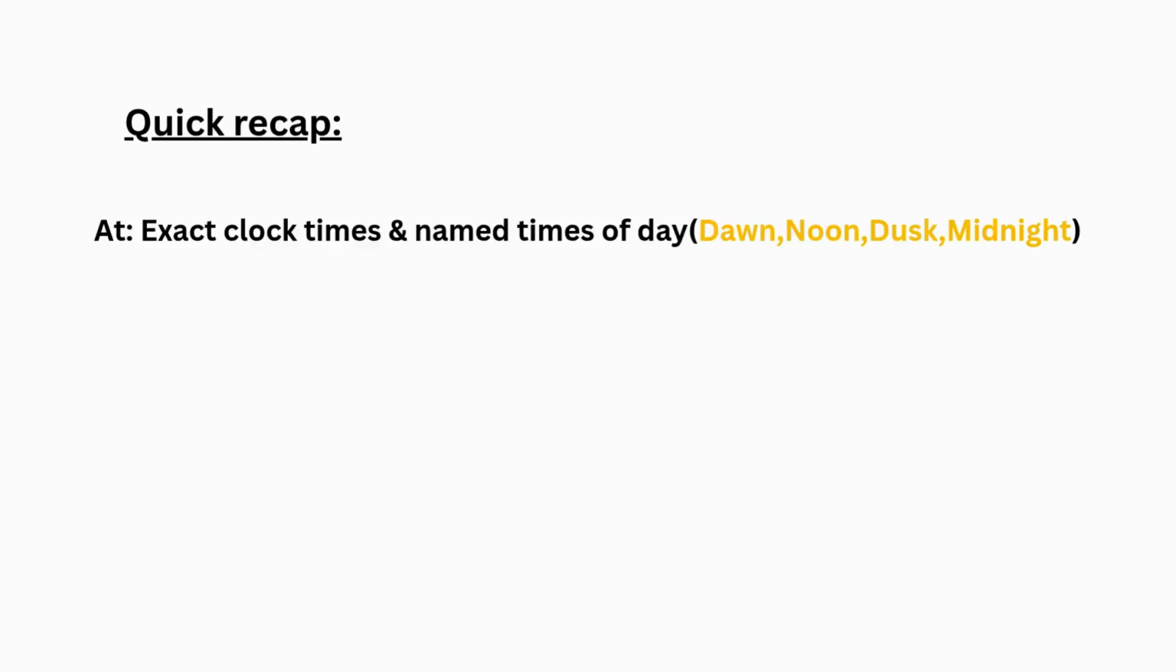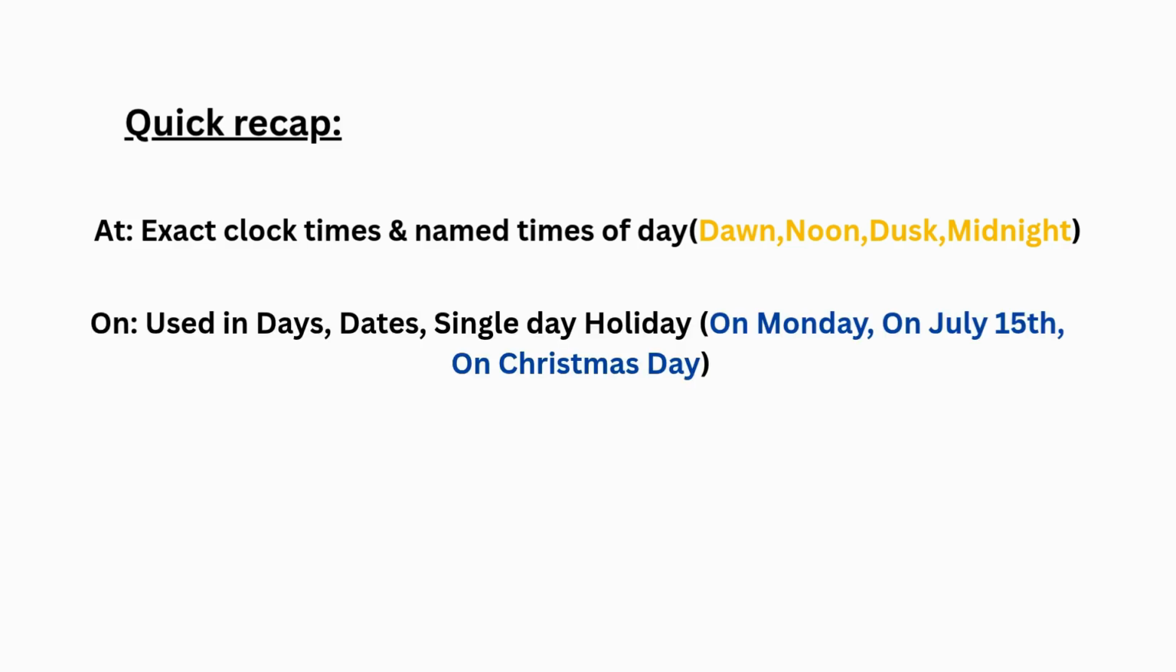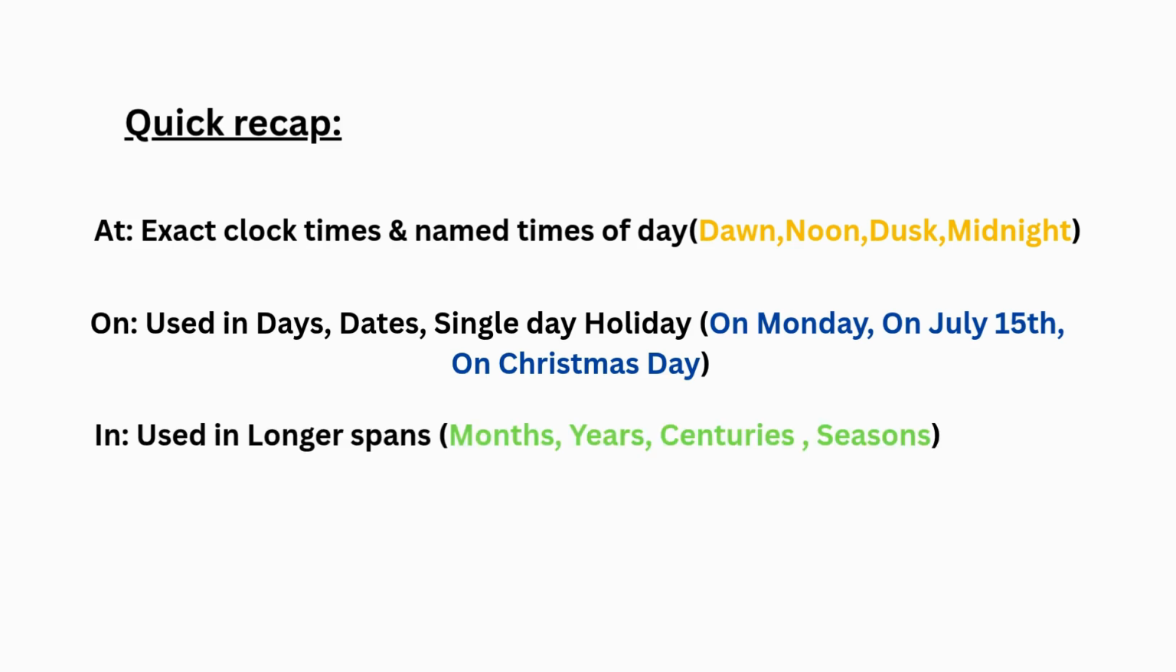Quick recap. At. It is used in exact clock times and named times of day like dawn, noon, dusk, and midnight. On. Used in days, dates, single-day holidays like on Monday, on July 15th, on Christmas Day. In. Used in longer spans like months, years, centuries, and seasons.